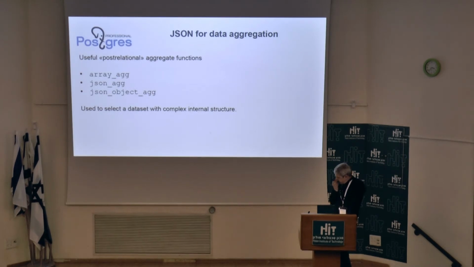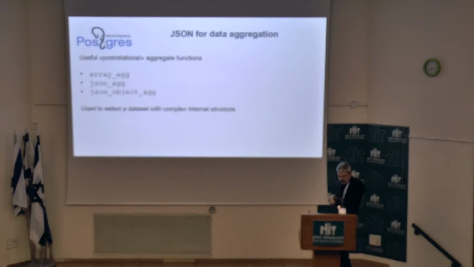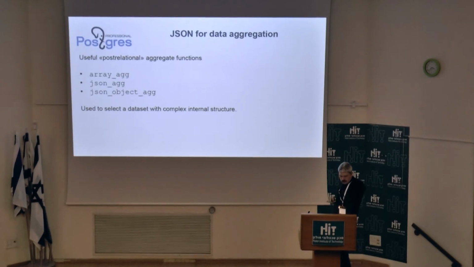Also, there are some aggregates. Array aggregate, which just joins JSON values into an array, JSON aggregate, which aggregates values into a JSON array, and JSON object aggregate, which aggregates them into a JSON object.